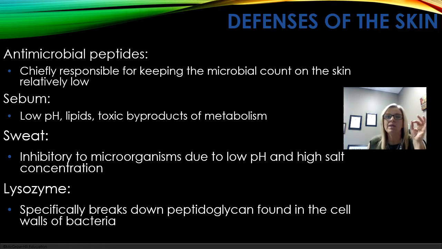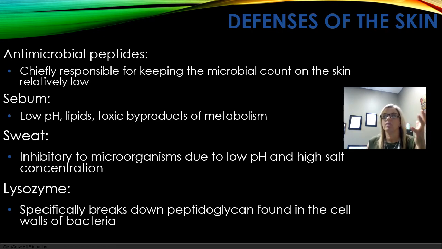Okay, we have many different types of these particular peptides. These are responsible for keeping the microbial count on the skin fairly low. We also have sebum, which is going to lower the pH and make the skin inhospitable to microorganisms because the pH may not be right for them. It's also oily due to the high concentration of lipids that are produced. Those serve as nutrients for the normal microbiota.